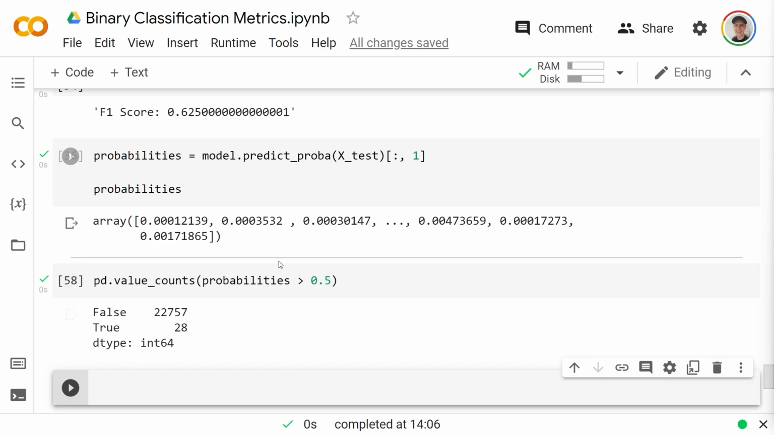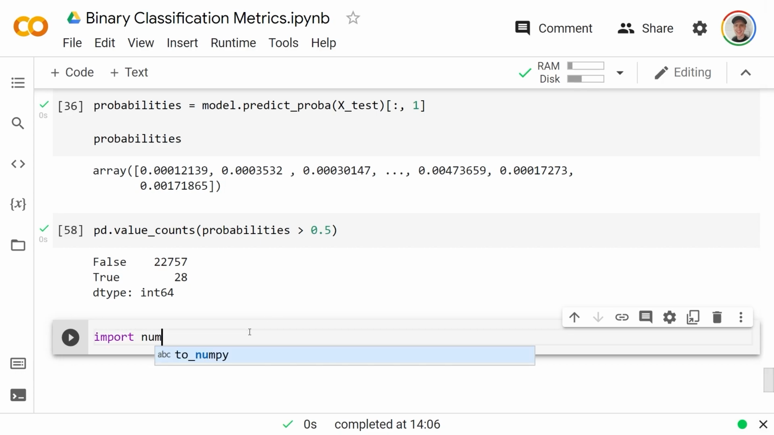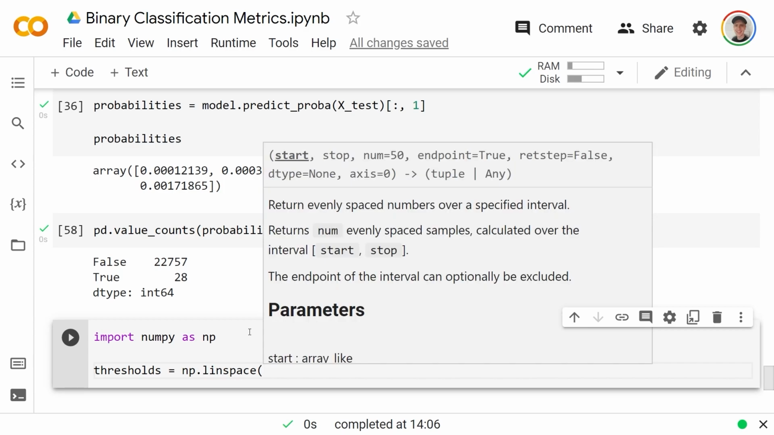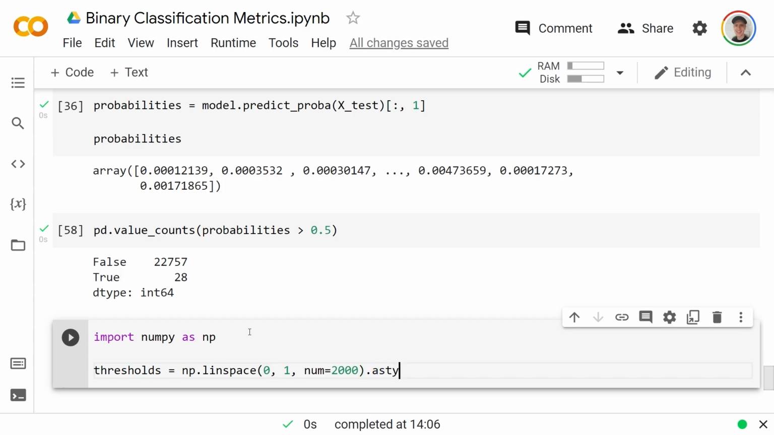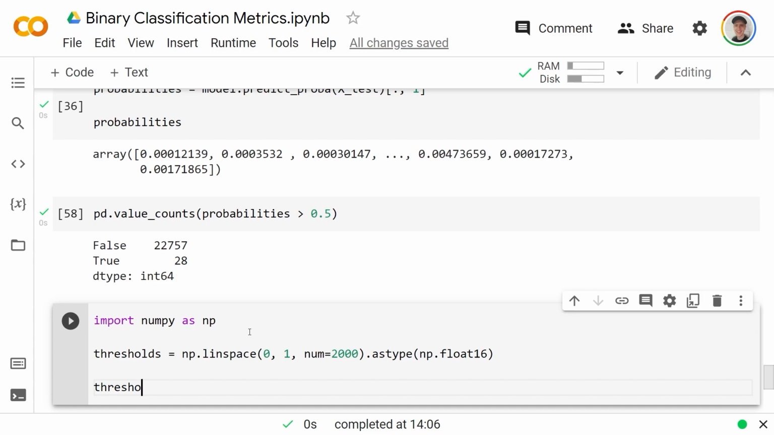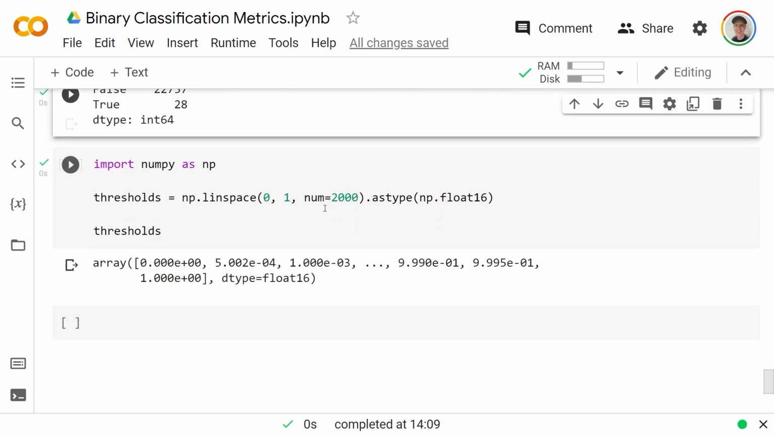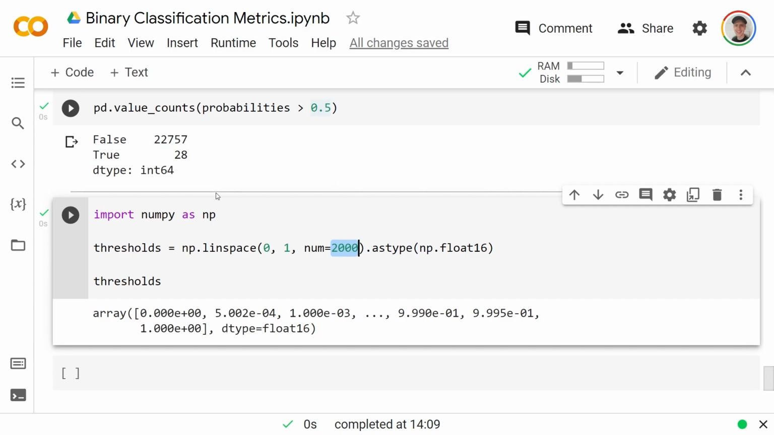I'm going to use NumPy to generate 2,000 different thresholds that are evenly spaced between 0 and 1. With import numpy as np, and then set thresholds equal to np.linspace between 0 and 1, and we get the number of them equal to 2,000. I'm going to make them a little bit smaller and do astype np.float16, and then I'll just output thresholds right here. Now, we saw that as we change the threshold, the corresponding distribution would change, given probabilities is greater than that threshold. What I want to do is, given all of those 2,000 thresholds, generate the distribution according to that threshold.